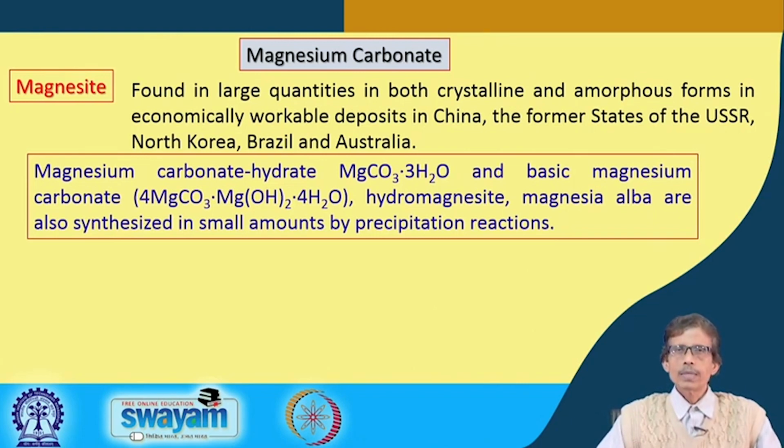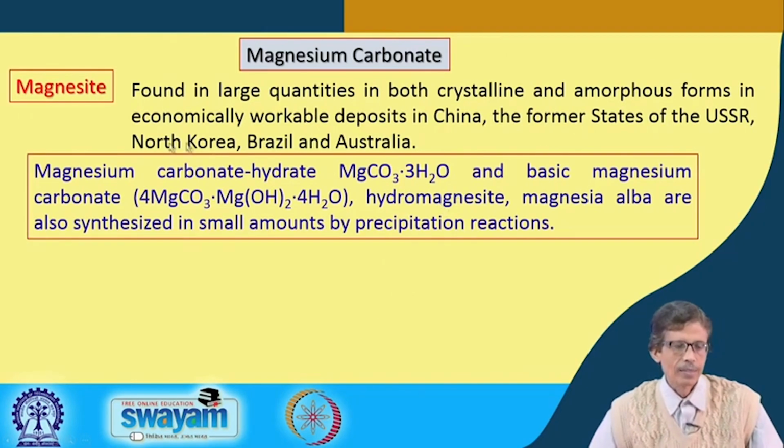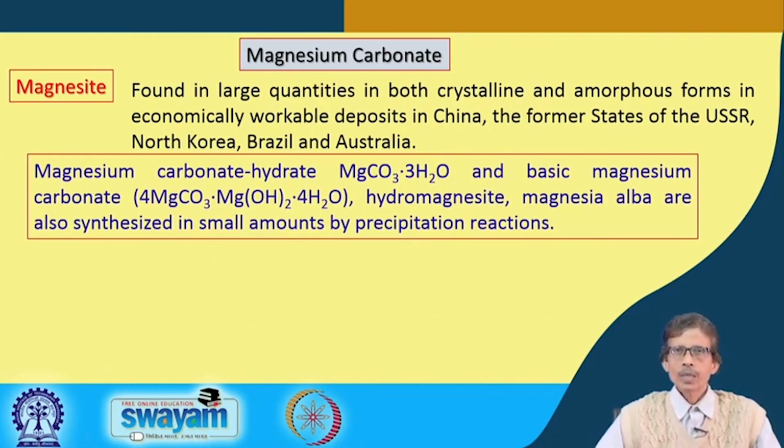So, all these things are very important, because you get not only the pure magnesium carbonate, where hydroxides are missing, but also the basic magnesium hydroxide. Then we have the hydromagnesite, the magnesite with different levels of hydration, and magnesia alba are also synthesized in small amounts by precipitation reaction. So, all these things, whatever I told you, require the corresponding concentration of carbonate, bicarbonate, carbonic acid, as well as water, hydroxide ion and the oxide ion.